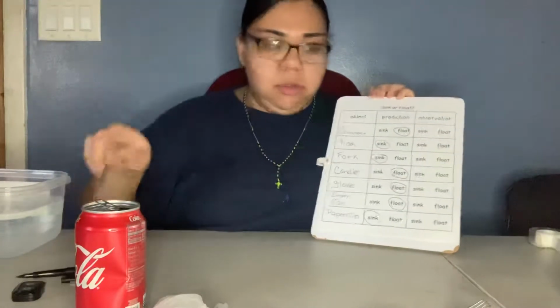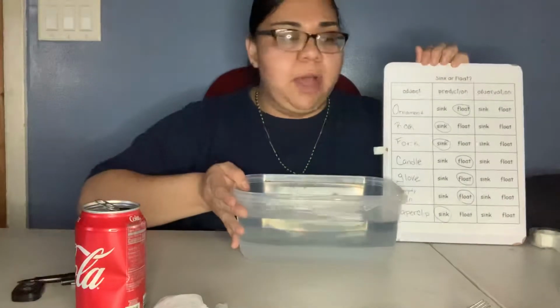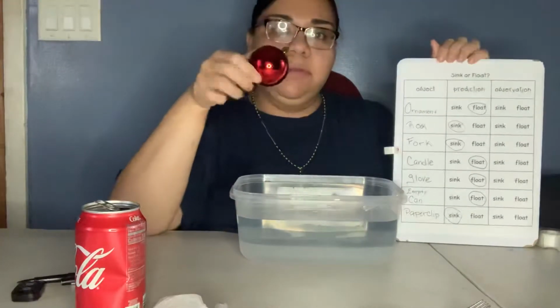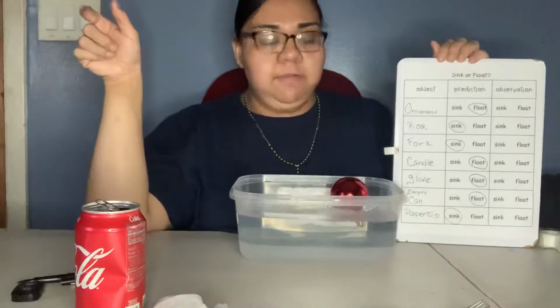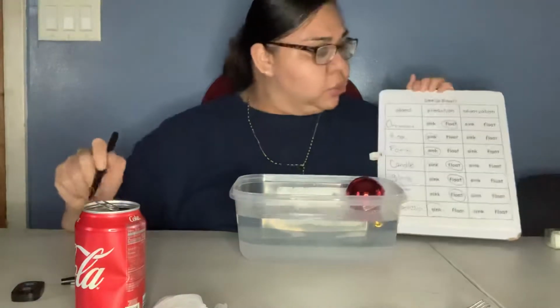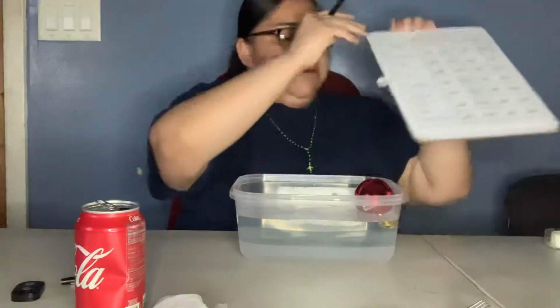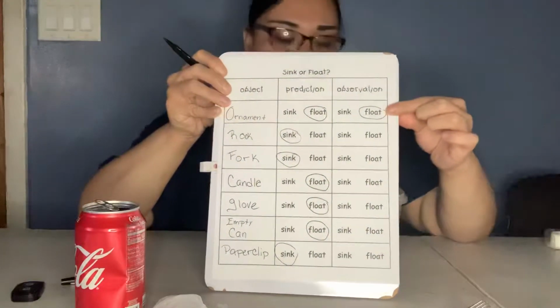Alright, so I have my water here. We're gonna test it out and see what happens. I have an ornament. Let's drop it and see what happens. Either it sinks or it floats. It floats. So we can circle float for the first one. Float.